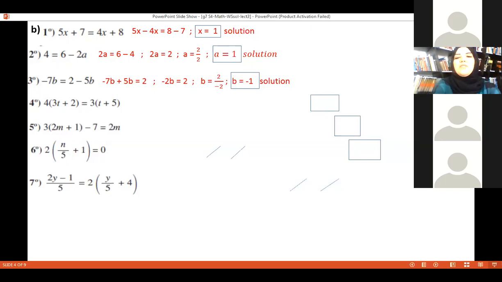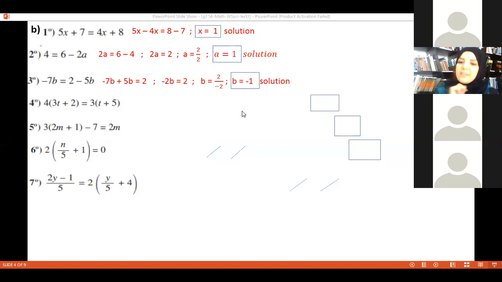Yeah, let us do it together. In number 4, as you can see, we have 4 into 3t plus 2 equals 3 into t plus 5. What do you think we should do first? Parentheses. Very good. Get rid of the parentheses. Excellent, Ali. How can I do this? Times. Very good. So we multiply the 4 by every term inside the bracket, right?